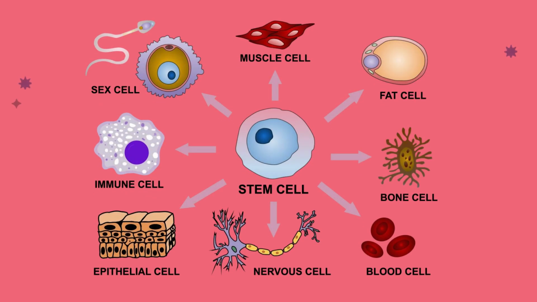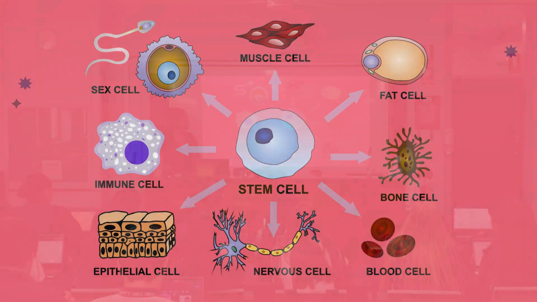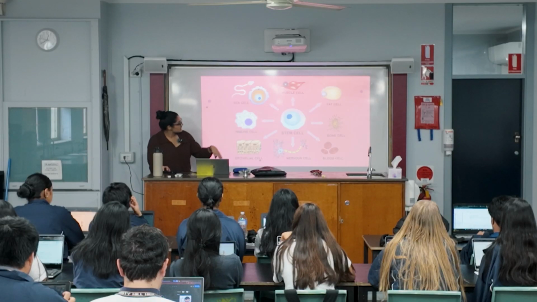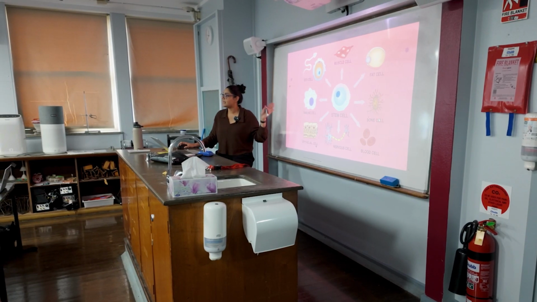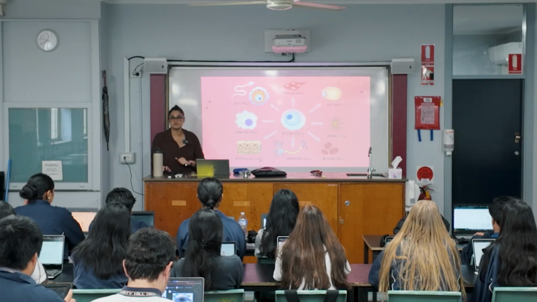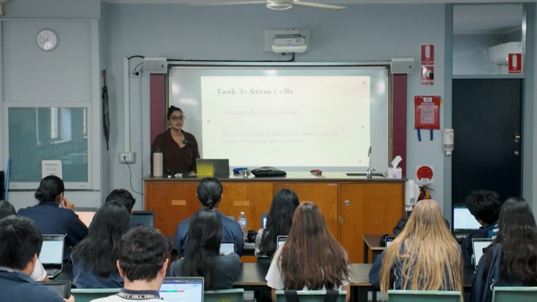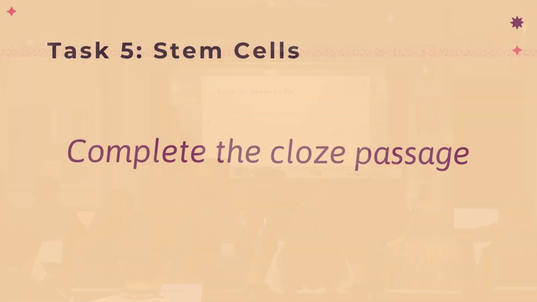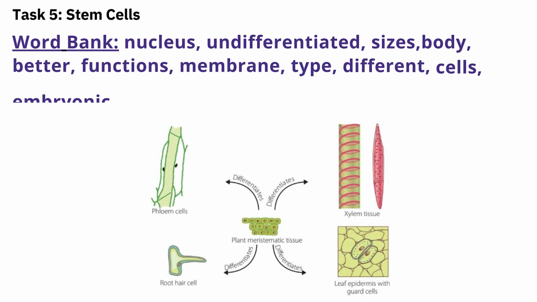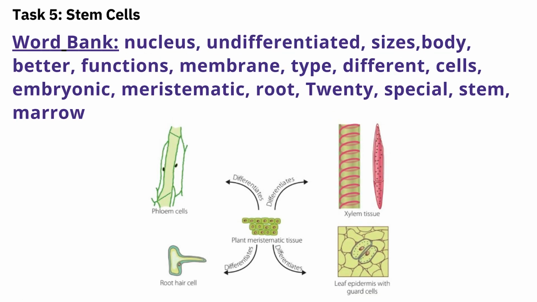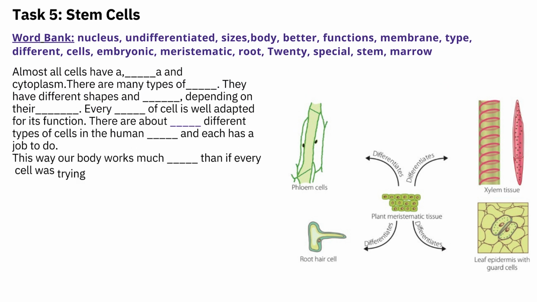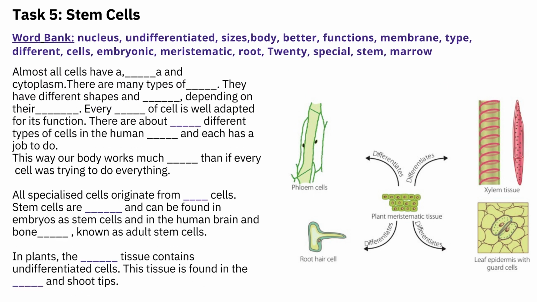I'm going to take the example of the human stem cell, and there's a few different things that it can become, and this slide will come in handy for the last task of today, where you've got the extended response question. So for task 5, can you go ahead and complete the cloze passage? This one is asking you to state where stem cells are located in humans and in plants. All right, so it should not take you any longer than 8 minutes.